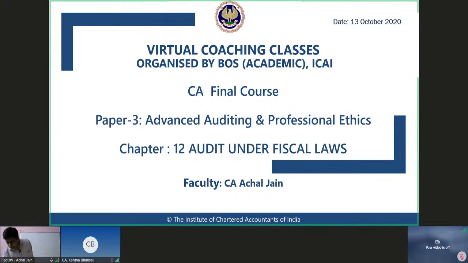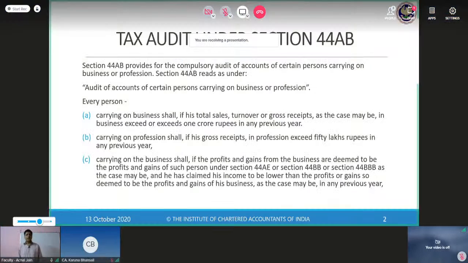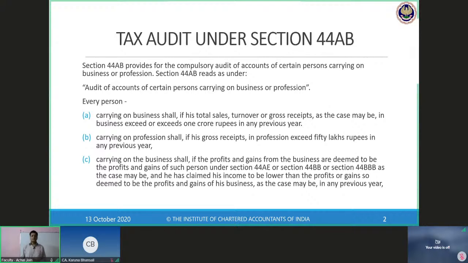So let us quickly understand some basic requirements to start with. Now, what is this tax audit? Tax audit comes from the requirements of Income Tax Act. Unlike statutory audit, a company, I'm taking an example of a company, may be preparing its financial statements. And after preparation of the financial statements, those are audited by the auditor.